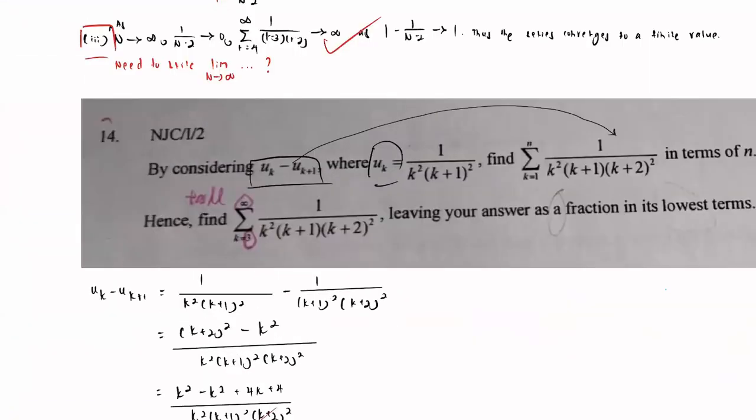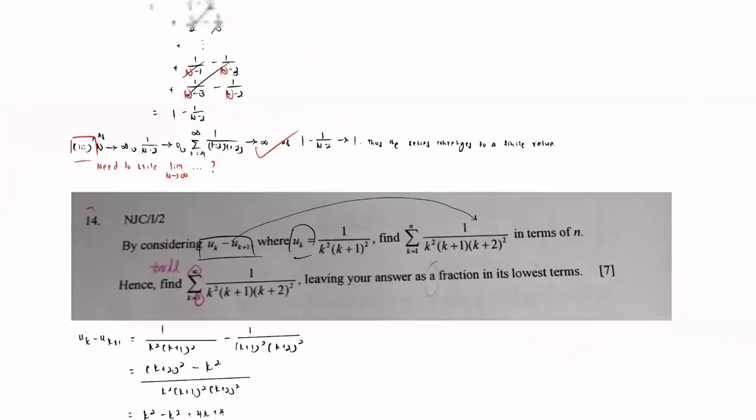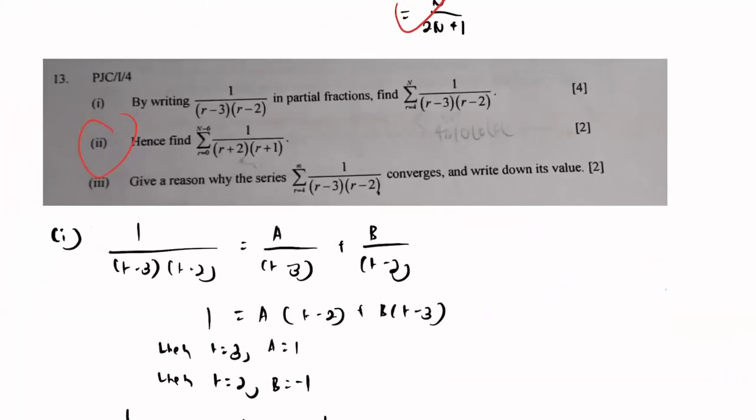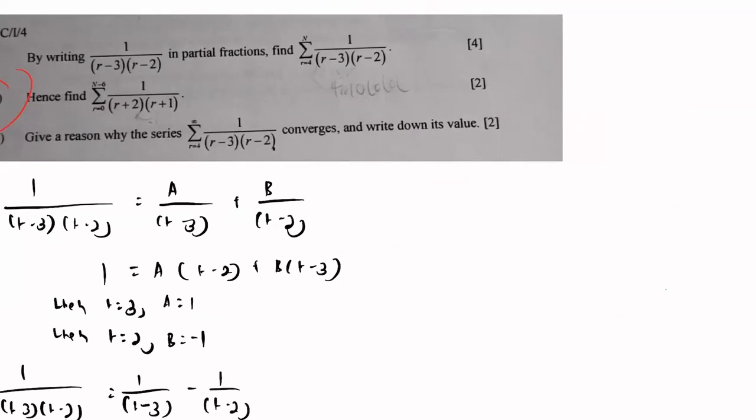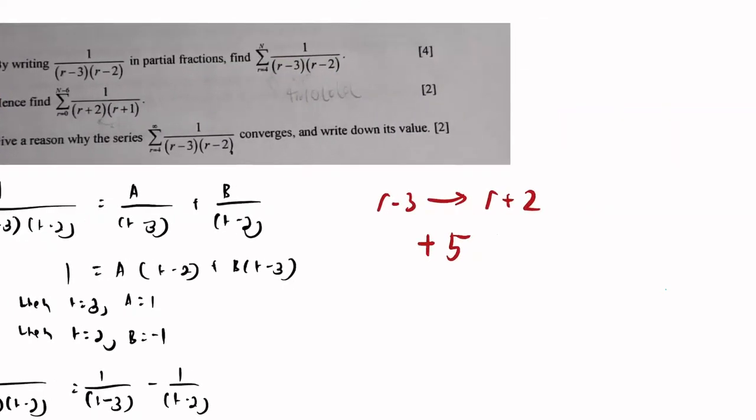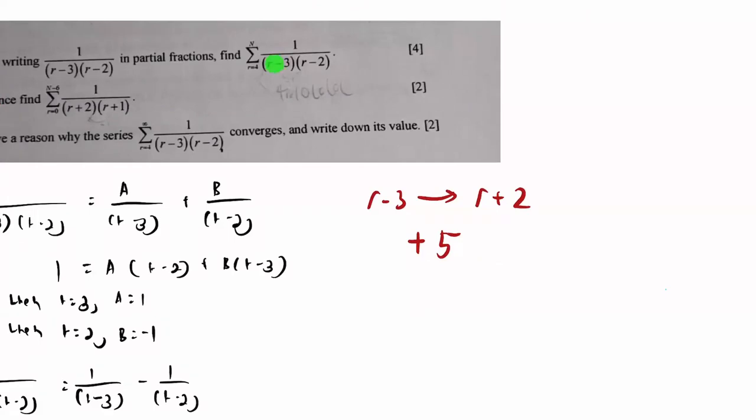Okay, next. Yes, 15 done. 14, 14. Hence, find this fellow. So what you need to do is to realize that it's an index shift. How do you go from, let's say R minus 3 to R plus 2? You increase by 5, right? How do you go from, I'm just comparing left with left. I'm assuming they are not being tricky here. How about right with right?